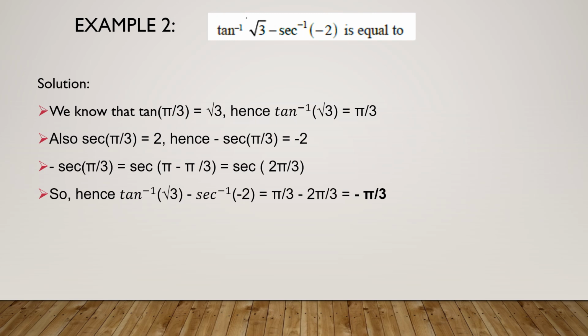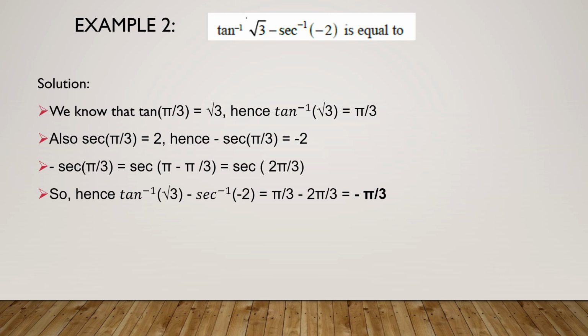Example 2. You have to find tan inverse of root 3 minus sec inverse of minus 2. Now root 3 is given. So you know that tan of pi by 3 is root 3. So tan inverse of root 3 is pi by 3. Second term. You know that sec of pi by 3 is 2. Correct? So minus sec of pi by 3 is minus 2. Okay, we are just having the minus sign on both the sides.